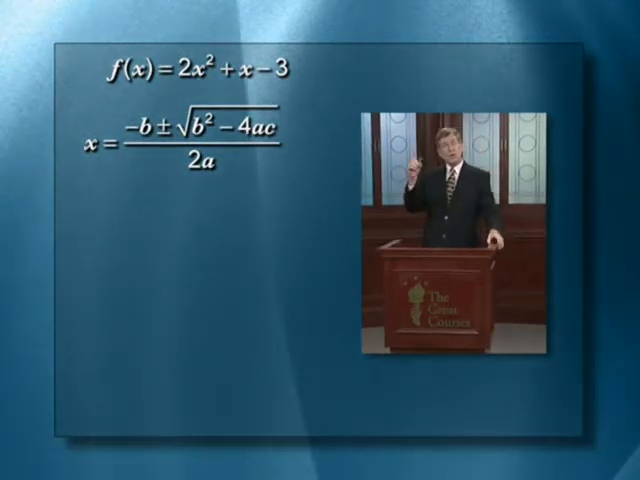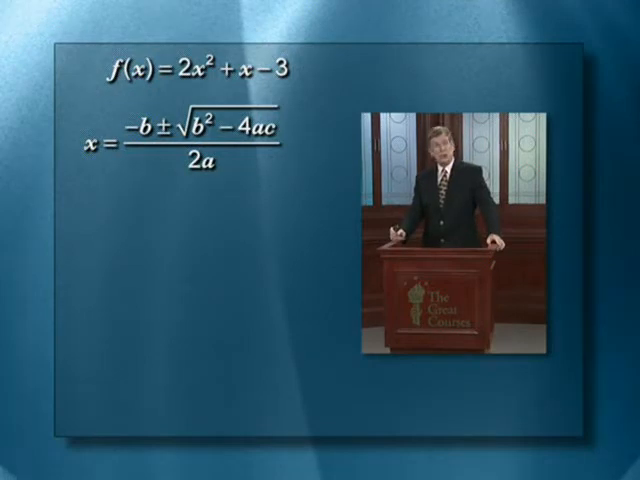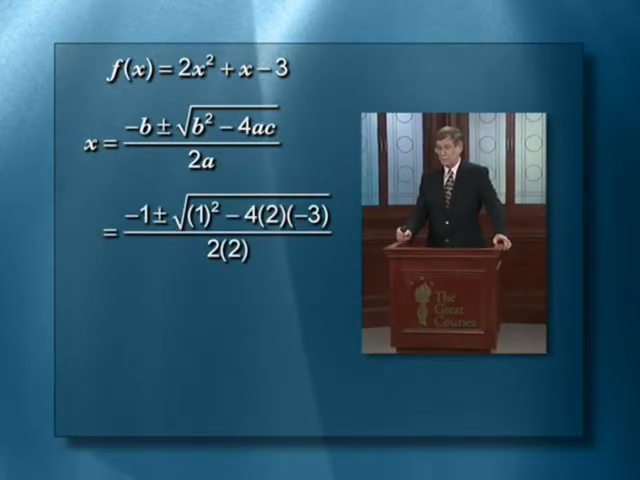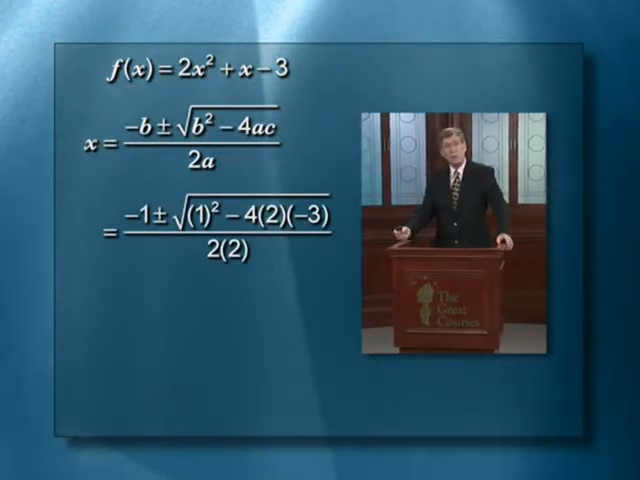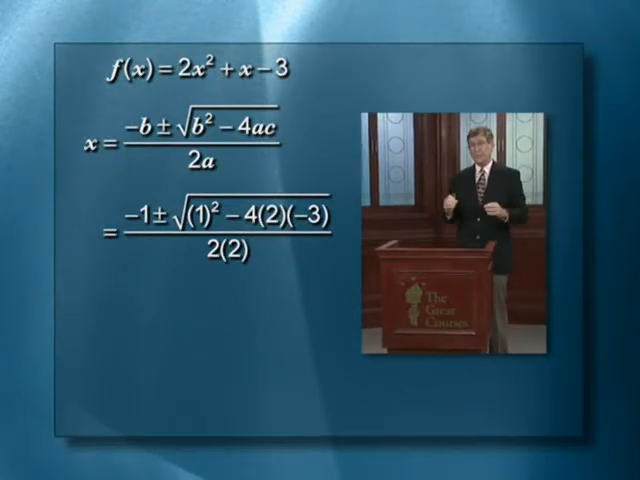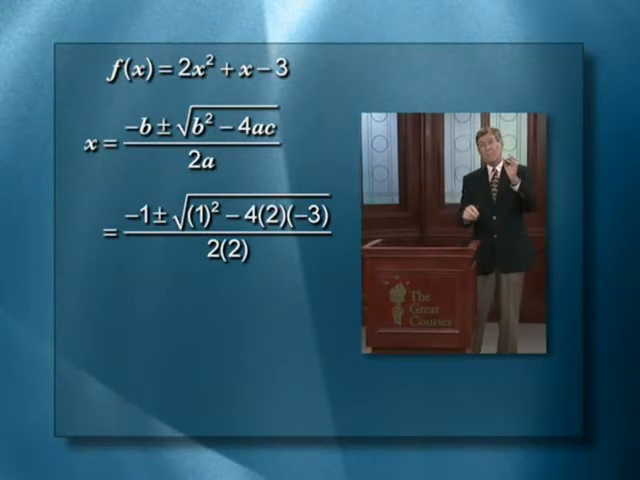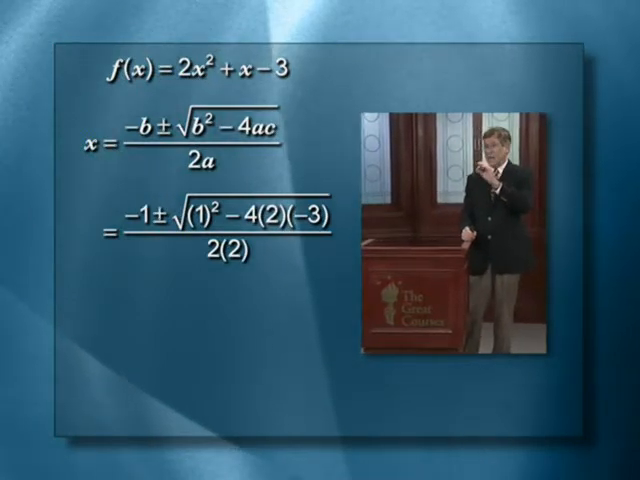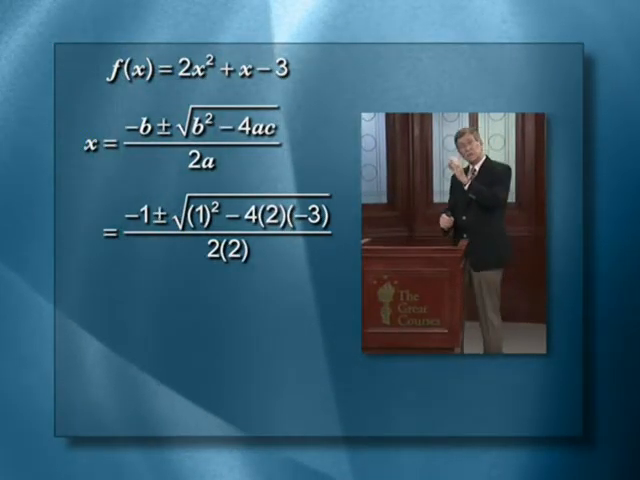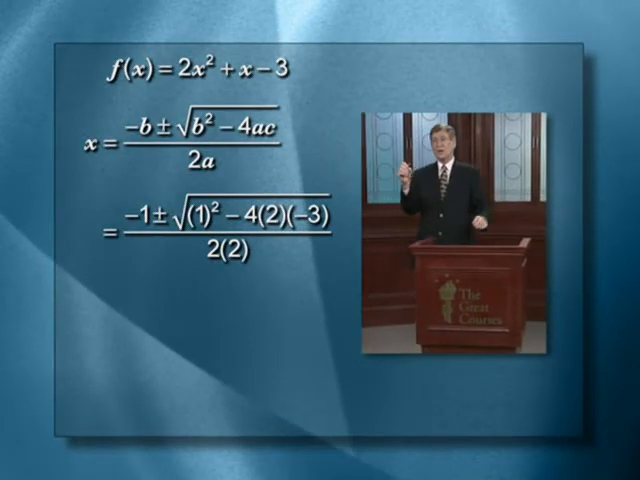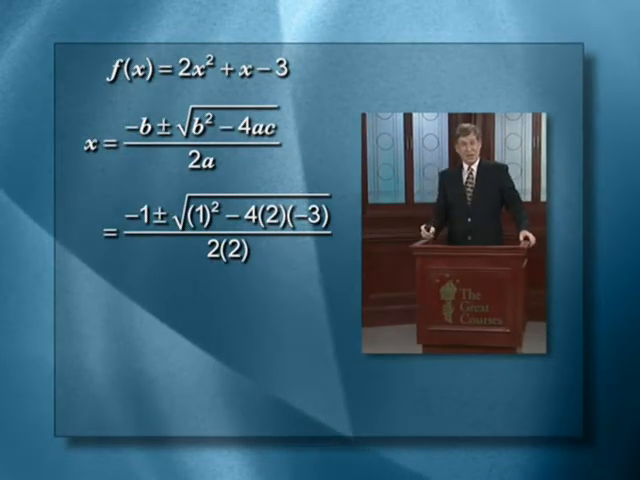Who are the characters here? Well, a is 2, b is 1, and c is minus 3. So we plug those in. x equals minus 1, that's minus b, plus or minus the square root. Here we go with that radical. b squared minus 4ac: 1 squared minus 4 times a, and a is 2, times c, which is minus 3, all divided by 2 times 2, 2 times a.